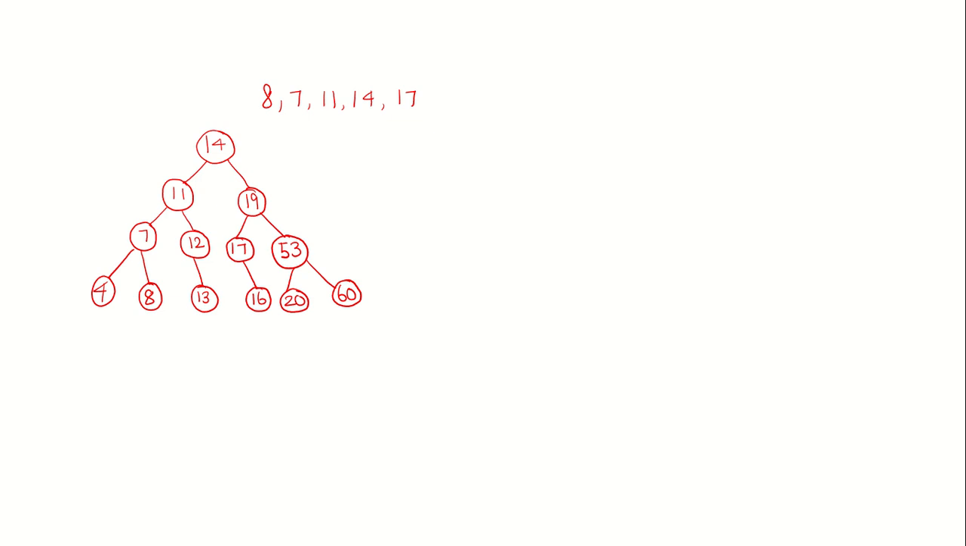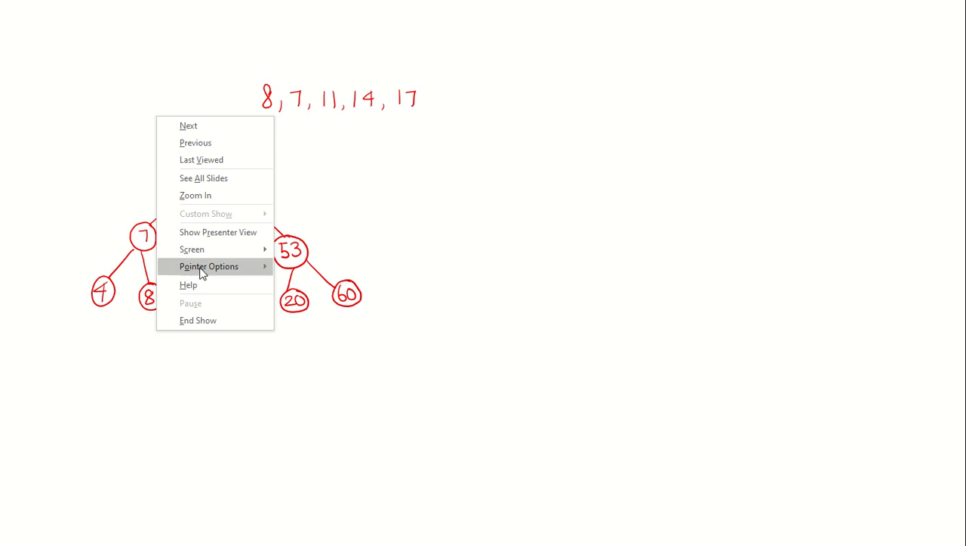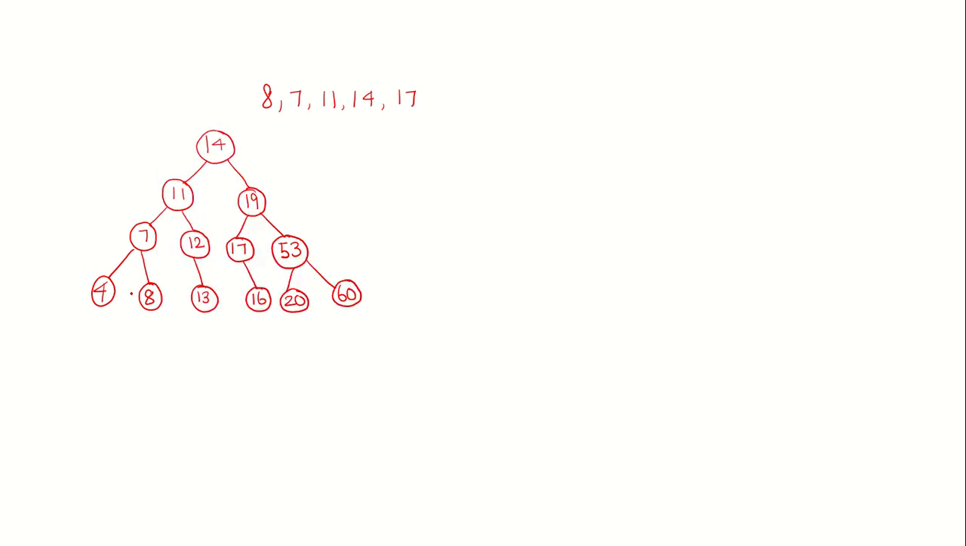First, let's consider the first node. Suppose you want to delete the node 8. Node 8 does not have any children. It is always straightforward to delete a node which does not have children, so directly you can delete the node without any replacement. So here I want to delete node 8, so I will just go and delete node 8.